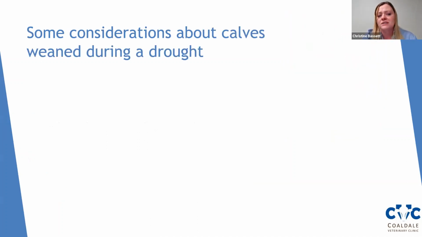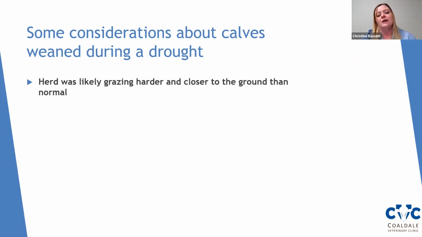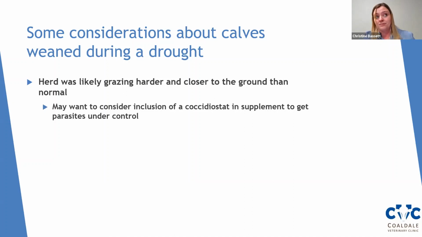Final note on just some considerations regarding when calves are weaned during a drought, as this might be impacting some producers this year. One, the herd is probably grazing that pasture a little harder than normal, meaning that those cows might be grazing a little closer to the ground than they normally would. I would highly recommend the use of a coccidiostat in your supplement, which will help get some of those parasites under control rather than letting it go amok in that pen once they're there. They're already stressed out, so let's try and reduce the stress as much as we can.